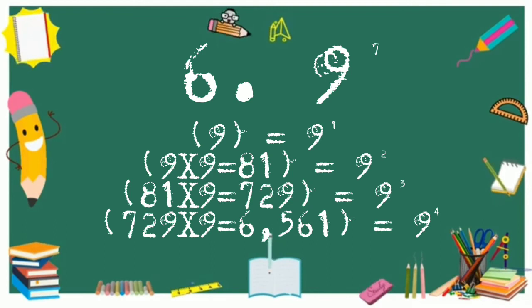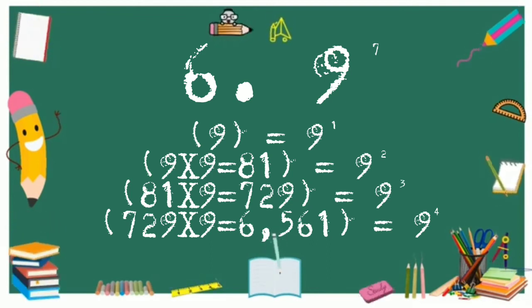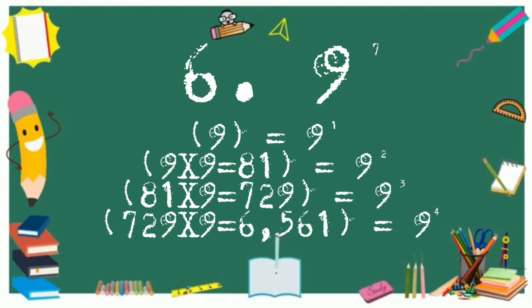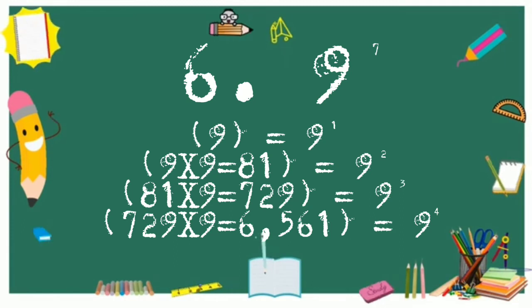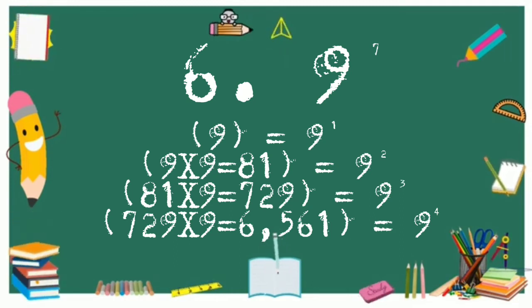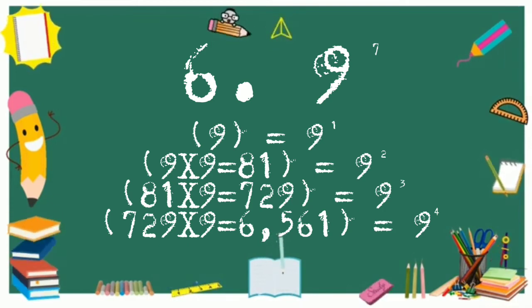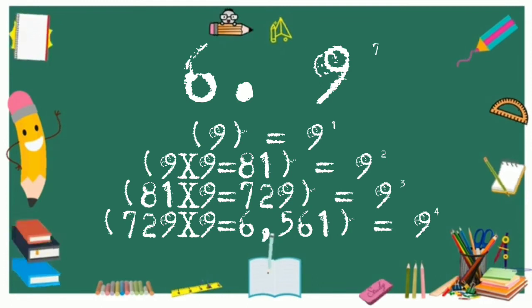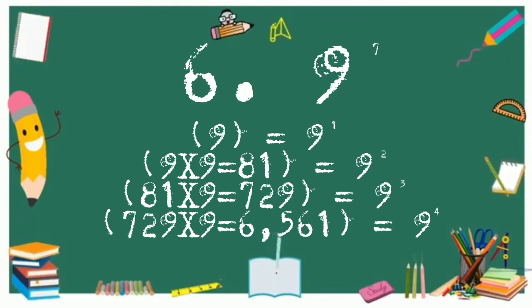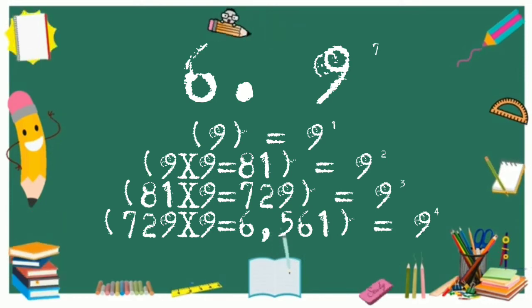Our third here is 81 times 9. It is equal to 729, and it is equivalent to 9 cubed, or 9 raised to the power of 3. 729 times 9 here is our fourth, and it is equal to 6,561, and it is equivalent to 9 raised to the power of 4.